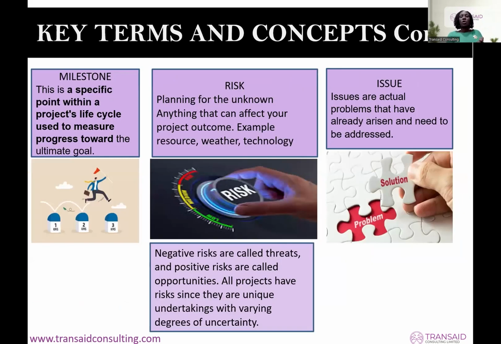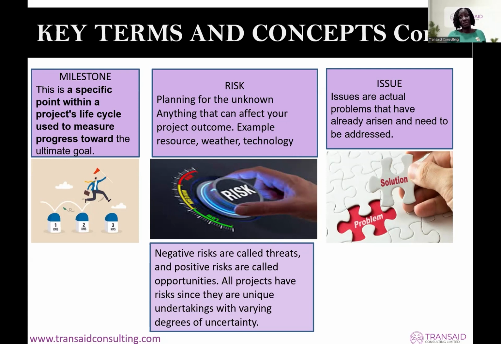We have what is called a milestone. This is a specific point within a project life cycle used to measure progress towards the ultimate goal. So this man wants to cover 3 kilometers. After doing 1 kilometer, that's a milestone. So I want to go on vacation to the UK. Buying a ticket is a milestone. Boarding the aircraft is a milestone.